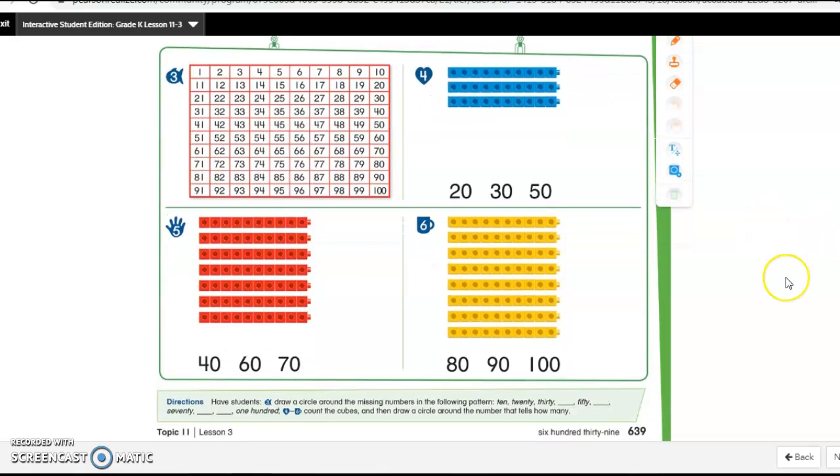All right, so we're going to look here. And for number 1, all they want you to do is to circle the numbers in the counting by tens pattern. So let's count by tens together and circle them as we count, okay?